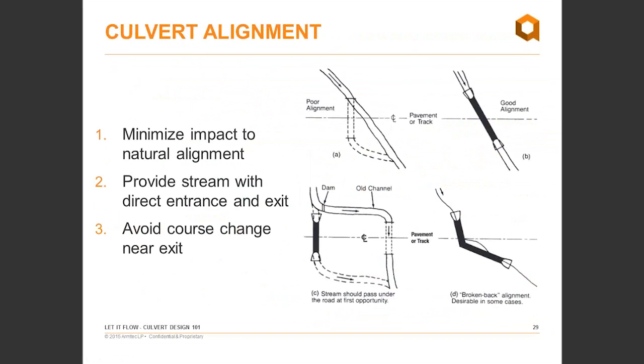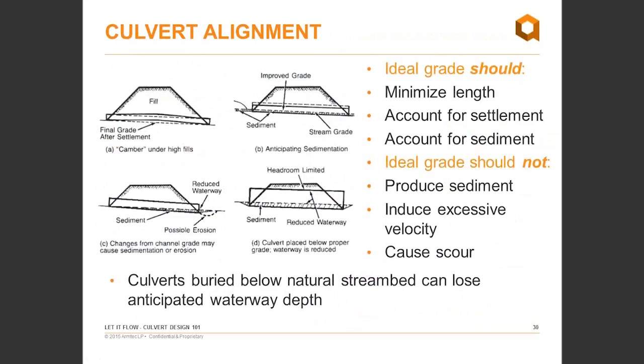If possible, avoid a course change near the exit, or try to smooth out the transition as much as possible. Now, also note that most culverts can be fabricated with elbows, allowing you to put a bend in a pipe and follow the natural bends in the stream. And this eases the hydraulics of the stream.